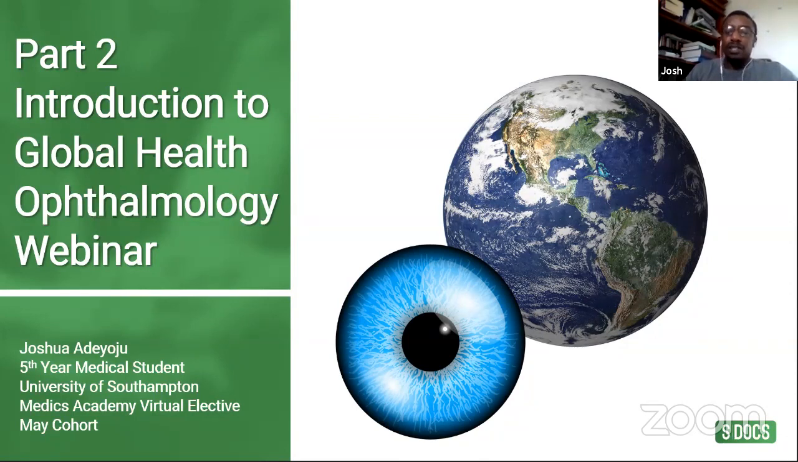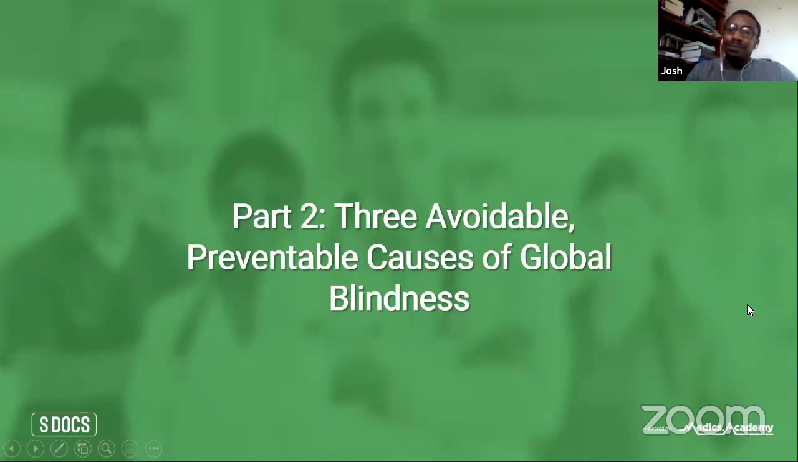So I did part 1. Part 1 was basically an introduction to the whole concept of global health ophthalmology, why it's so important, why ophthalmology and global health are linked. And in part 2, we shall discuss 3 avoidable, preventable causes of global blindness. We'll look into these 3 causes in a bit more detail.